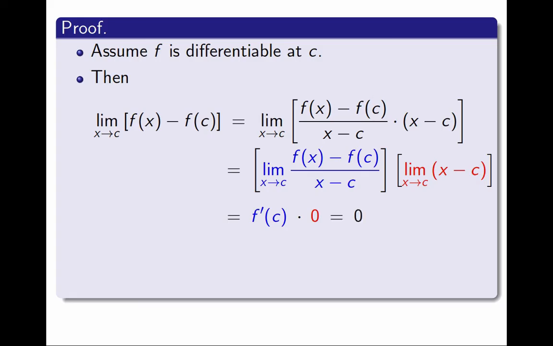A very important remark. I am not saying that 0 times anything is 0. I am saying that 0 times a number is 0. To use the limit law, I needed both limits to exist. The first limit exists because I am assuming f is differentiable at c, otherwise I would not be able to use this argument. And now I have proven that the limit of f(x) - f(c) is 0, which means f is continuous at c. And that completes the proof.